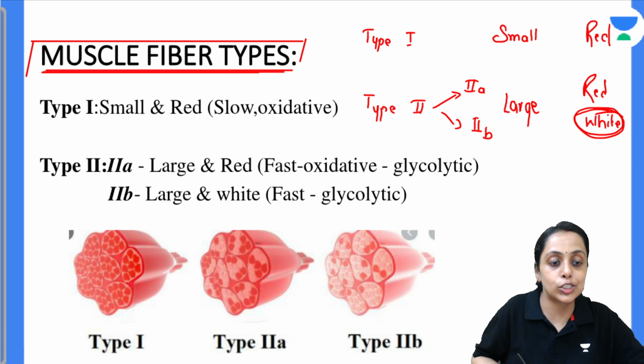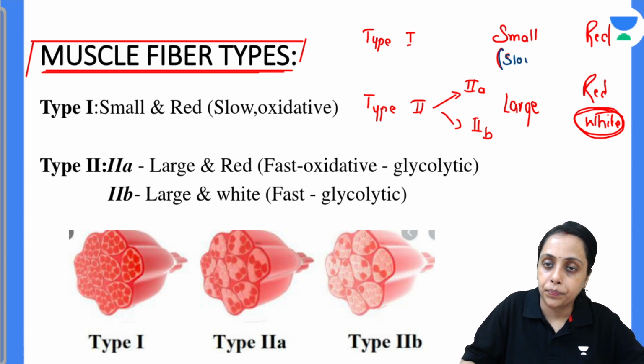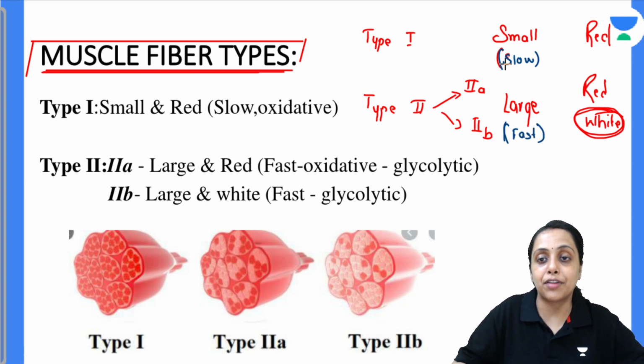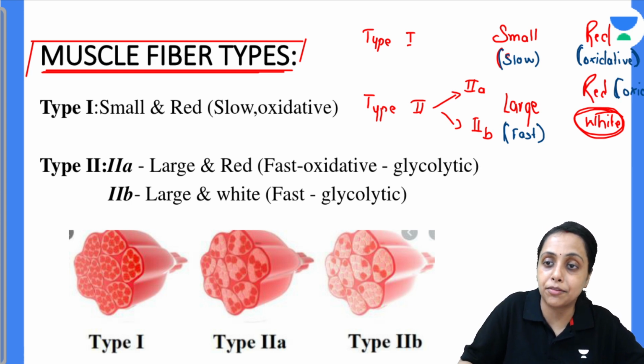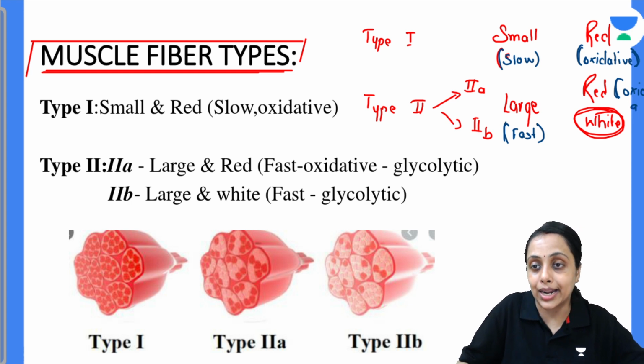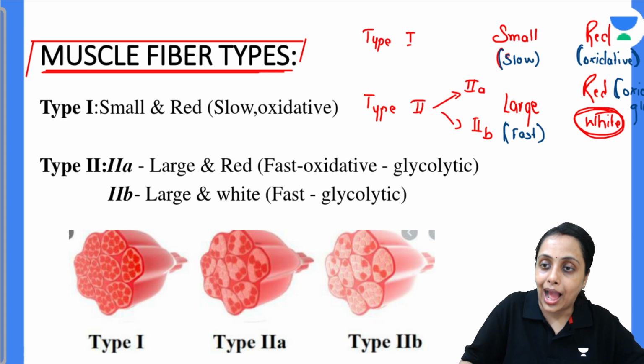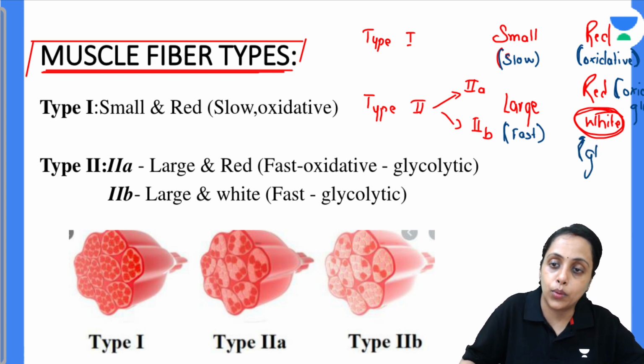Since this type 1 is small fiber, that's why it is a slow fiber. Okay. This is large fiber, so it is fast fiber. So conduction will be faster in this one. So type 1 fiber is also known as slow fiber. Type 2 is also known as fast fiber. Now it is red in color, so myoglobin is present. So our metabolism will be via oxidative pathway. Okay, and this type 2A is going to have metabolism initially by oxidative pathway, and when oxygen finish hoga, then glycolytic pathway will start. And this type 2B is only having the glycolytic enzyme because of lack of oxygen.